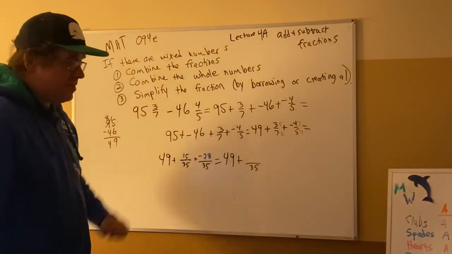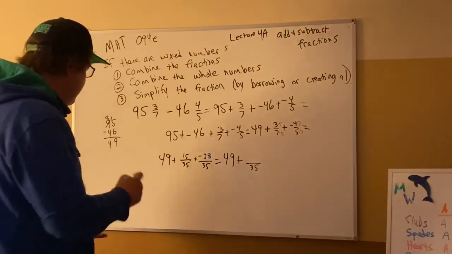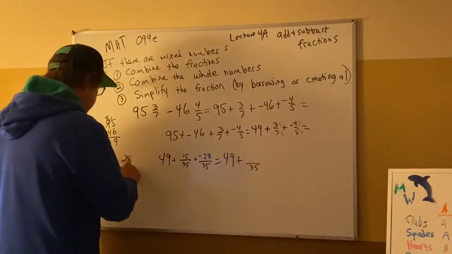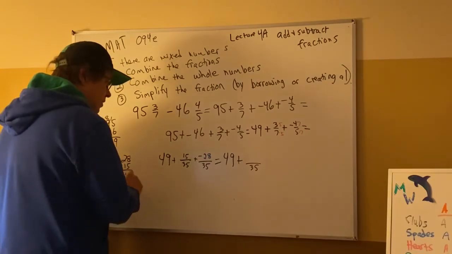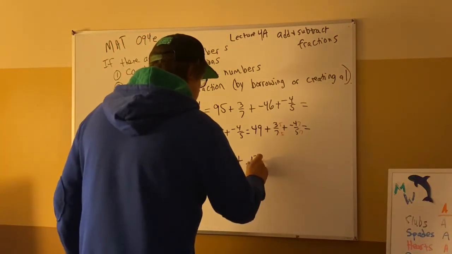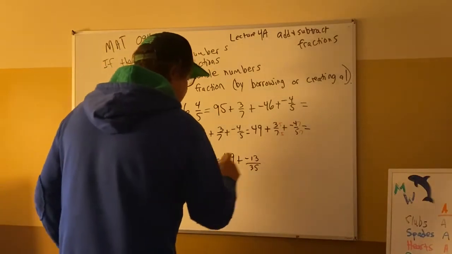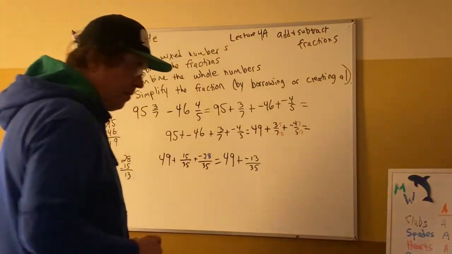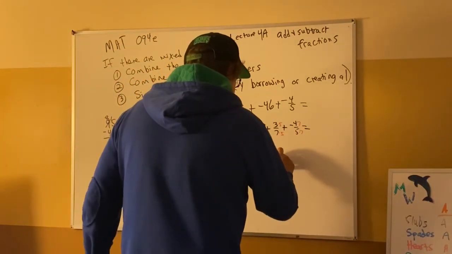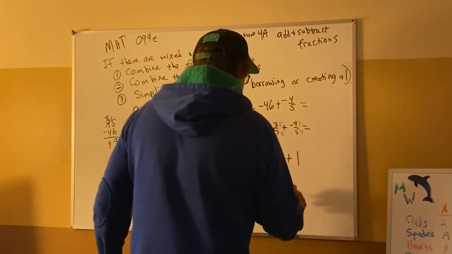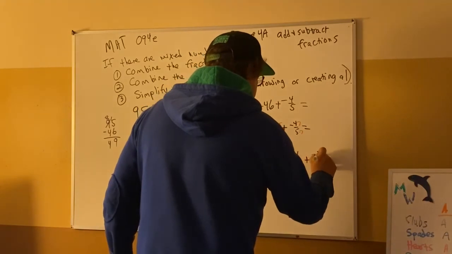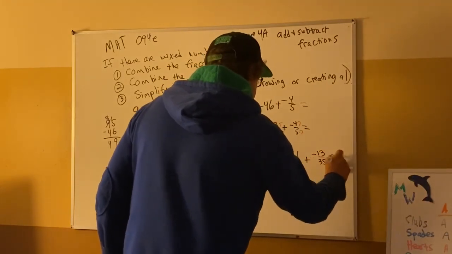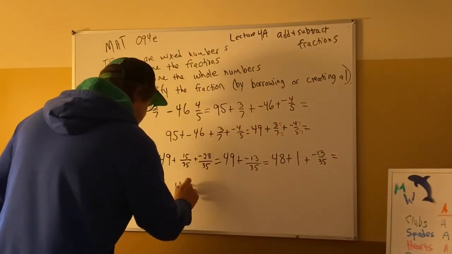I got 15 minus 28. We subtract because they don't work together. We get 13. The stronger of the two numbers is the negative, so that's going to turn out to be that. I have a negative fraction on the end. I got to borrow from my 49. 49 will give me exactly 1, plus I've still got the negative 13 over 35. 48 is going to be there at the end.